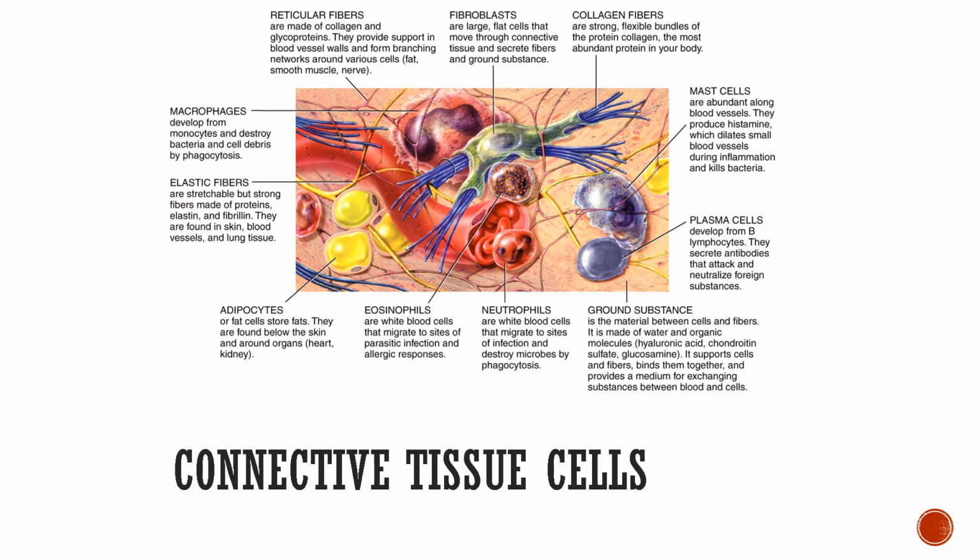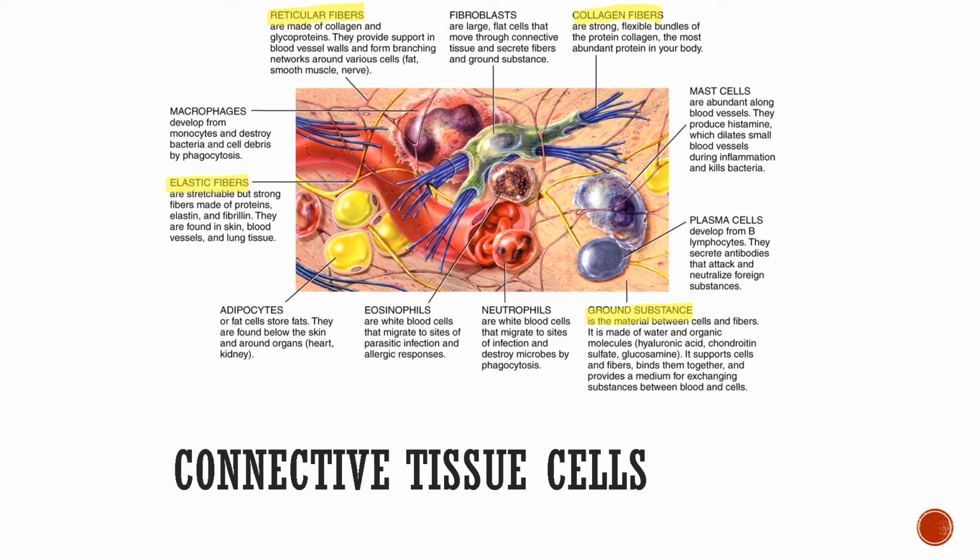So here we can see a lot of those cells. We can see that ground substance, that material around all the cells and the fibers, and we can see several of these different types of fibers in connective tissue. So we can see reticular fibers here, elastic fibers, and collagen fibers here.